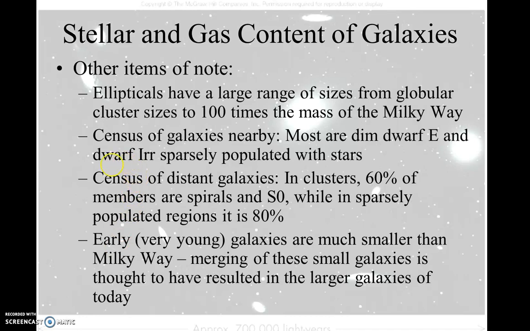Let's see. Elliptical galaxies tend to vary, so we'll talk about the size. You can have really small elliptical galaxies. Sometimes they're called dwarf elliptical galaxies, and then there are galaxies that are gigantic elliptical galaxies. Some, as it says there, many times the mass of the Milky Way.